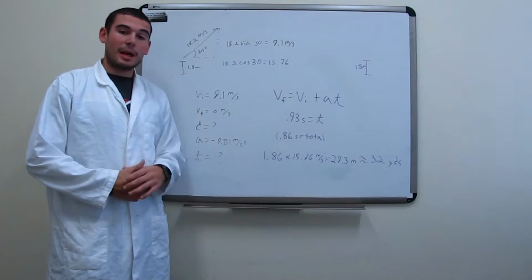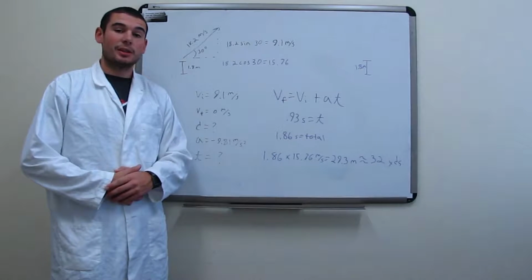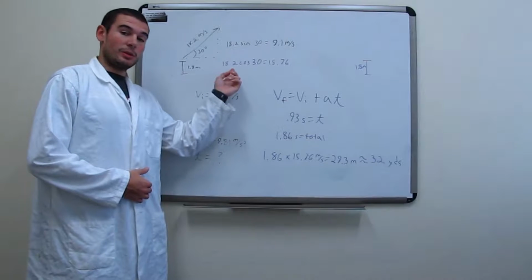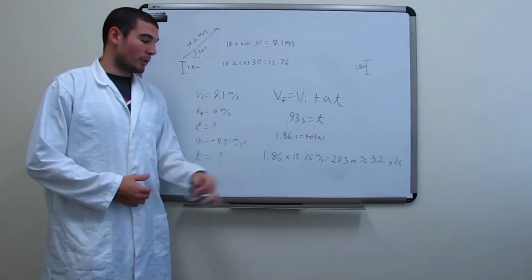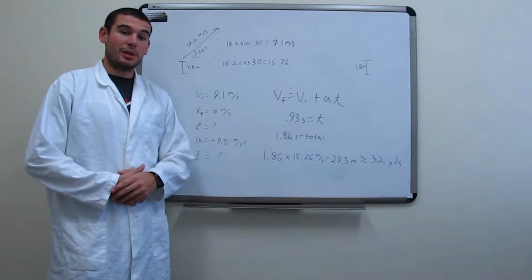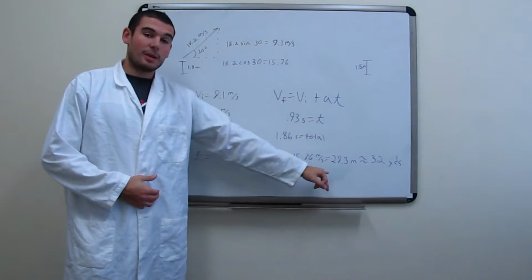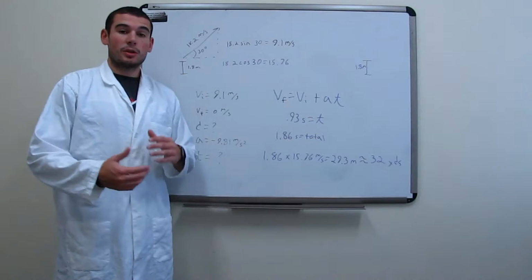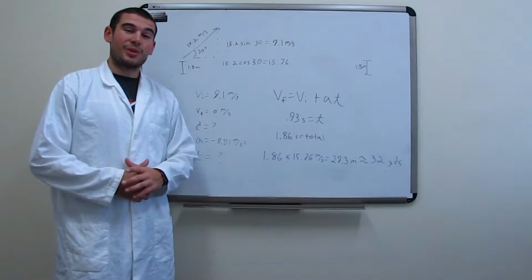With this time, now we will find the horizontal velocity by using this equation, 18.2 cosine of 30, and multiplying that by our total time. This will give us the total distance in meters that the ball travels, which is 29.3 meters. To equate this to football terms, this is about 32 yards.